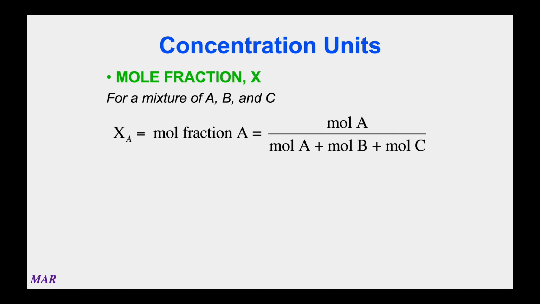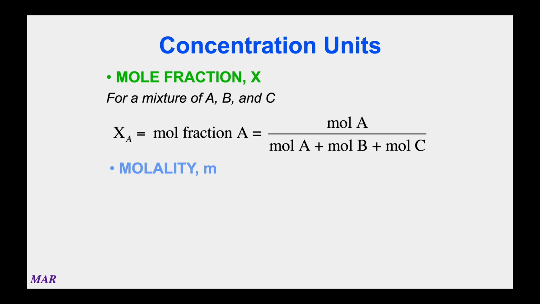And you could have a mole fraction of B. You'd have moles of B divided by total moles. Mole fraction of C would be moles of C divided by total moles on the bottom, and moles of what you're looking at on the top. The other new concentration unit we're going to look at is called molality.